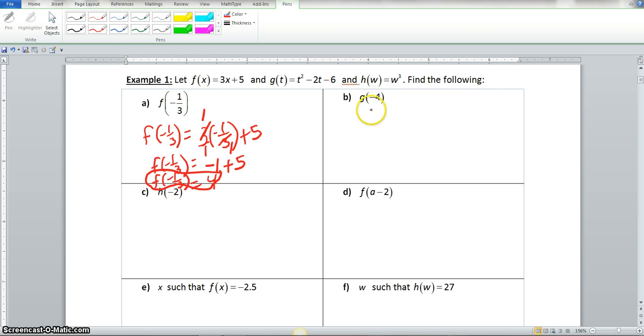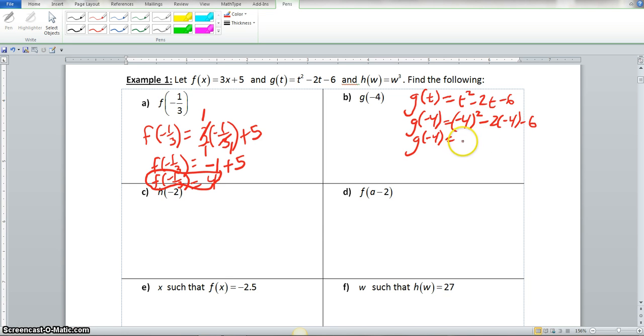Okay, now we go here to B. We have g of negative 4, so we use this g formula. This time I'm going to write out the formula as is first, or the equation, before we start substituting. Okay, now we're going to substitute in negative 4 wherever t appears. Now we solve. Negative 4 to the second power, we know it's 16. A minus 2 times a negative 4 would give us a positive 8, and minus 6. So we add: g of negative 4 is equal to 16 plus 8 is 24, minus 6 would give us 18. And that is our final answer for B.